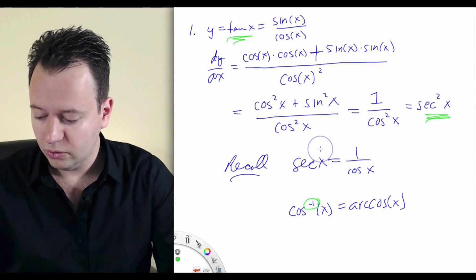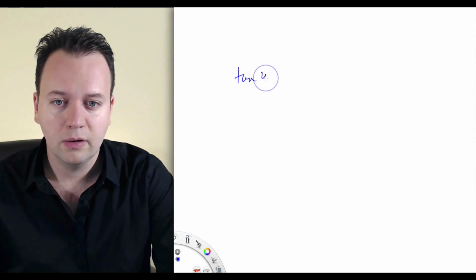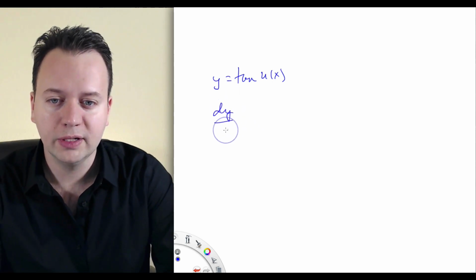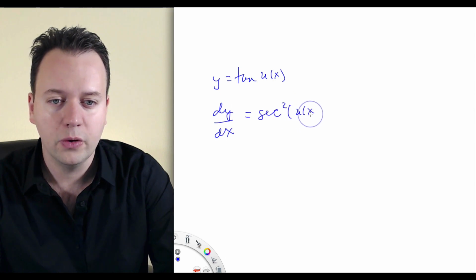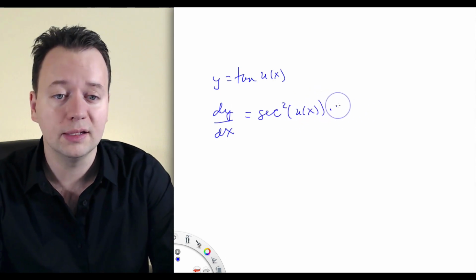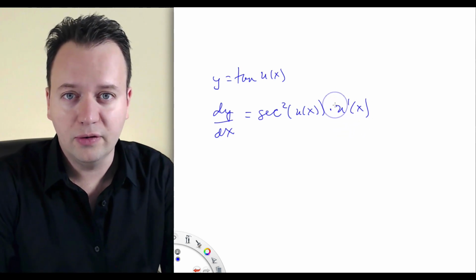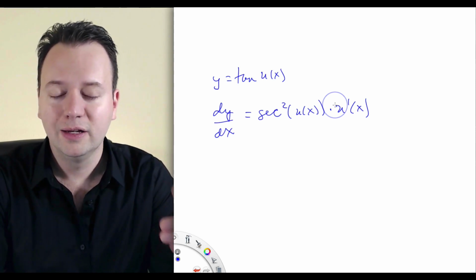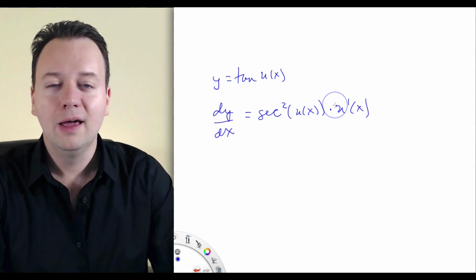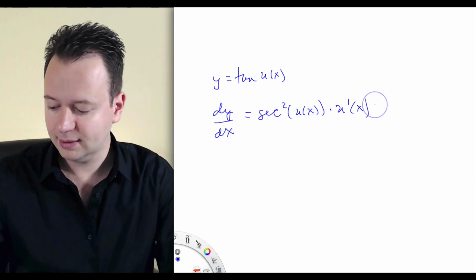Now we can even do more. What happens if we have tangent of u of x? Well, we can use the chain rule. So the chain rule says that dy dx is going to be secant squared of u of x, and then times the derivative of the inside, which is u prime of x. So that would be our extended derivative or generalized derivative or derivative plus version of tangent of x. So derivative of tangent is secant squared. The derivative of tangent of u of x is secant squared of u of x times u prime of x.